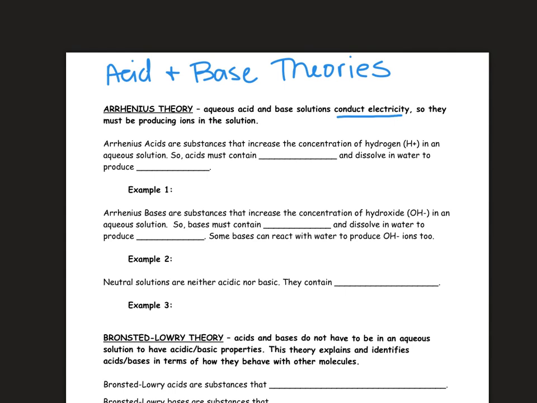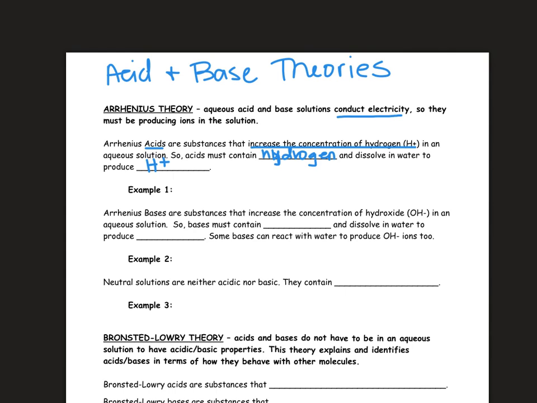So Arrhenius acids are substances that increase the concentration of hydrogen when they're put into an aqueous solution. If it's an acid, we see an increase in the number of hydrogen ions, or H plus ions. That led them to believe that acids must have hydrogen, and when they dissolve in water, they produce H pluses. The more H pluses you have, the higher the conductivity of the solution.